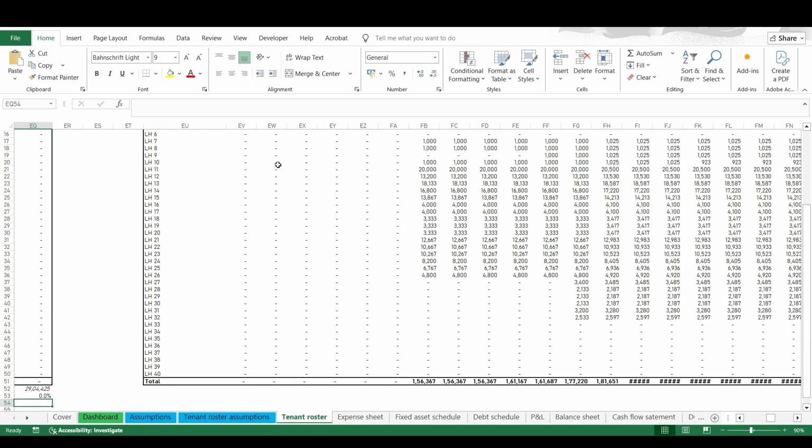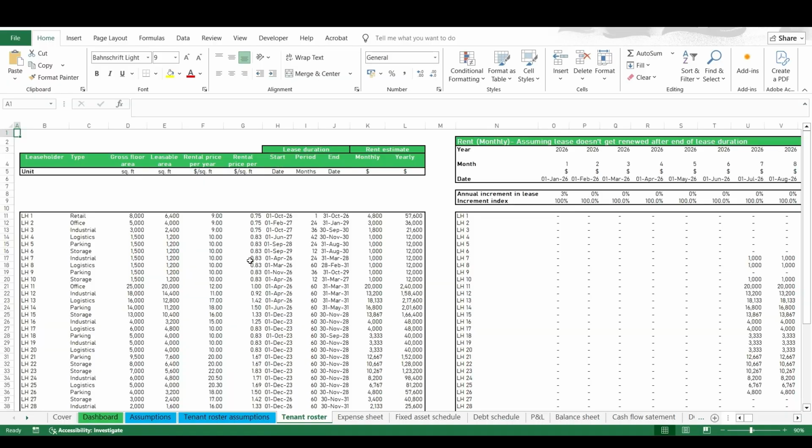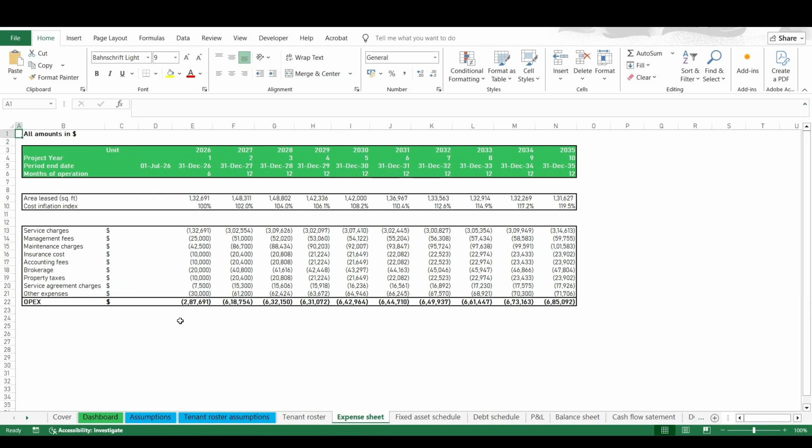So yeah, this was the tenant roster sheet. Then we get to the expense sheet wherein the expenses get calculated. These are pretty straightforward, and we have talked about it in the assumption sheet.